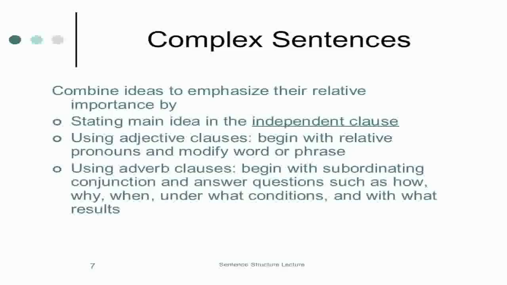Two types of dependent clauses are adjective and adverb clauses. An adjective clause, as you might guess, modifies or describes a word or phrase in a sentence. Adjective clauses begin with the relative pronouns who, whom, which, that, whichever, where. Adverb clauses begin with subordinating conjunctions, words like although, because, until, when, if. You can see a complete list on page 251 of Little Brown.